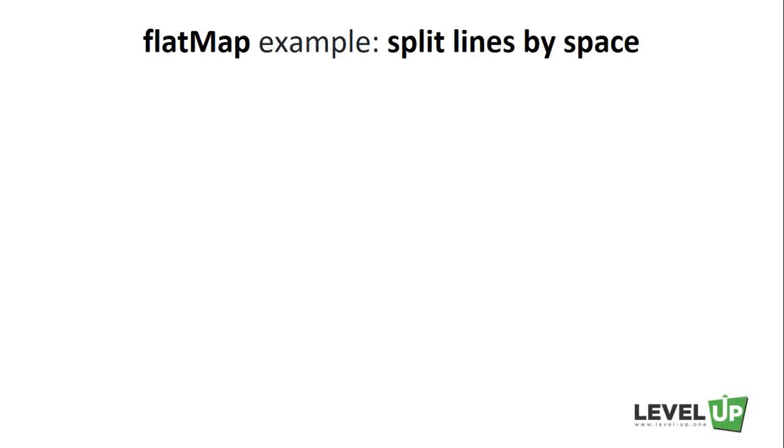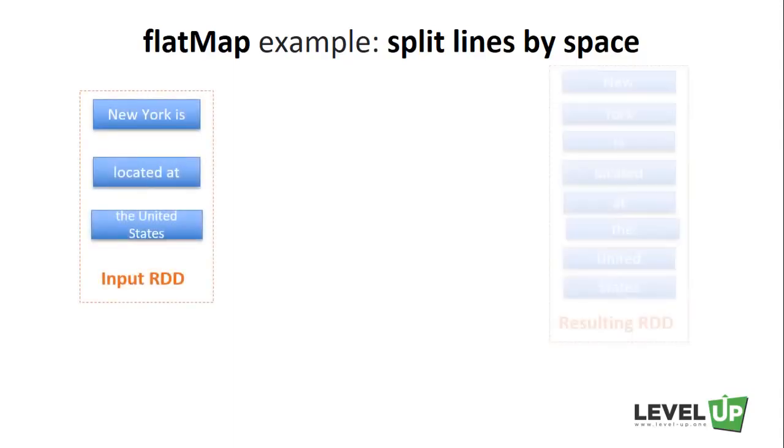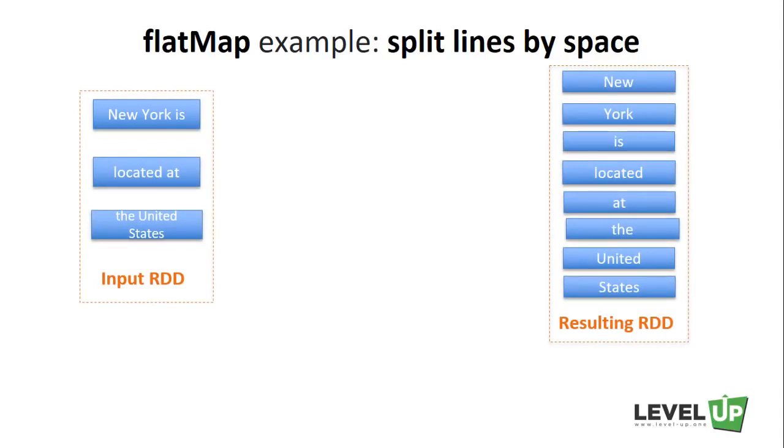A popular use case of the FlatMap transformation is to split up an input string into words, as we have seen in our previous word count example. We have as an input RDD a list of lines in a text, and want to get as a result the list of words in this text.